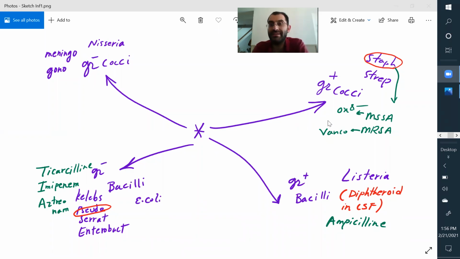Gram-positive cocci, a staph and a strep. Whatever kills staph can kill strep, not the opposite. Why? Because the staph has something called penicillinase that can deactivate penicillins. Because it can deactivate penicillins, guys, right?